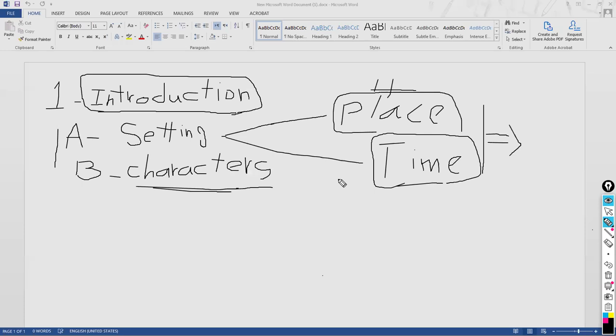Okay. So guys, again, please don't start talking about your story in the introduction because it's not the place for it. In the introduction, you have to mention the setting, the place, the time, and the people in that story. This is number one. Now in the body paragraph, you have to start talking about your story.